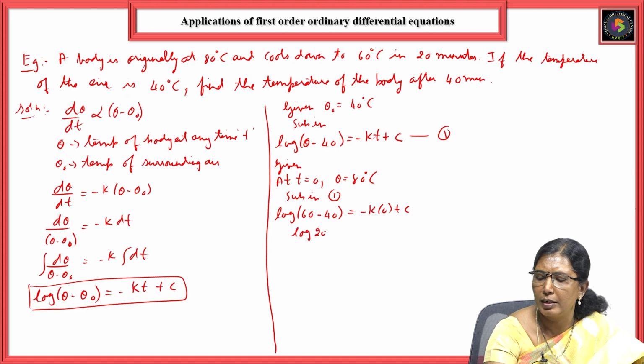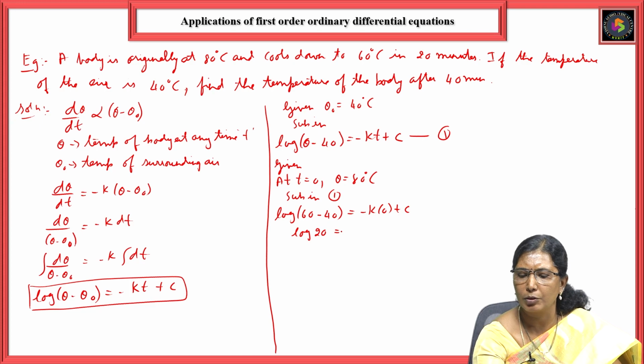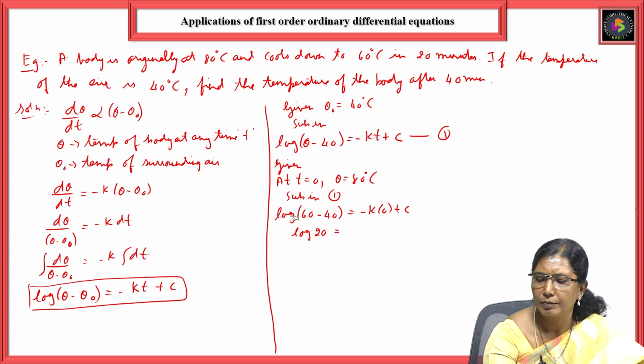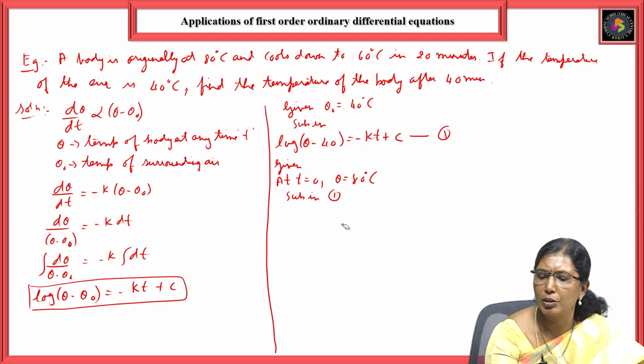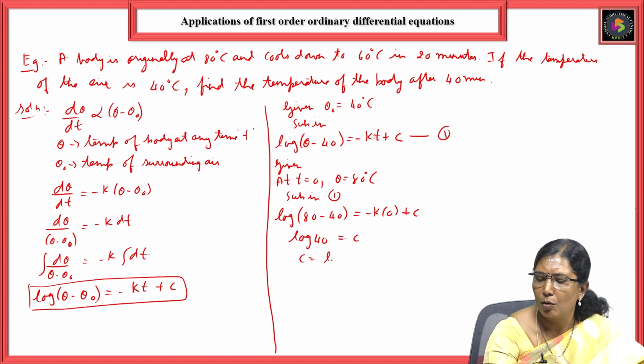What is the temperature of the body initially? T is equal to 0, temperature is 80 degrees. So it is nothing but log 80 minus 40 is equal to minus k into 0 plus c. So you get log 40 is equal to c. So we have got c as log 40. We got the value of c.